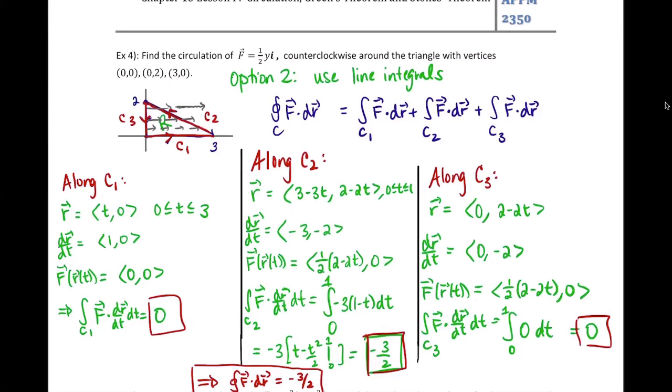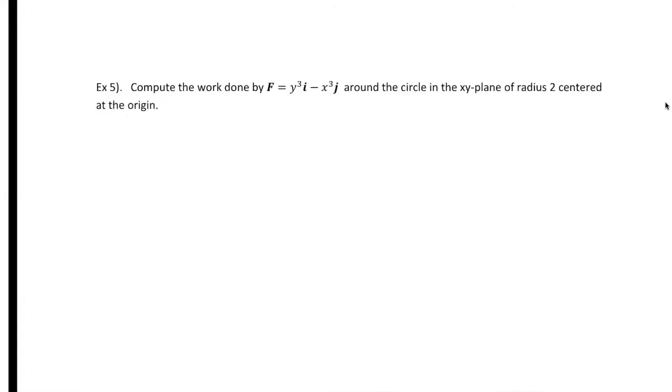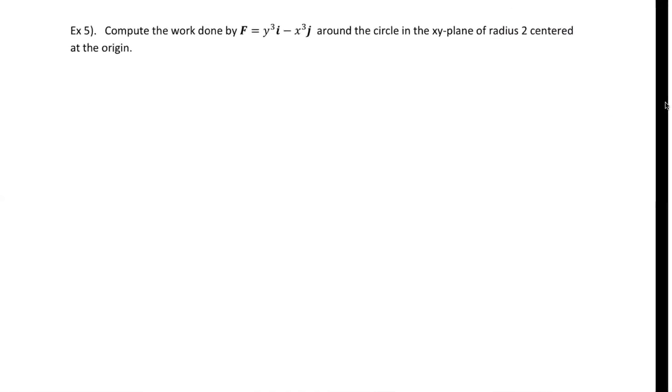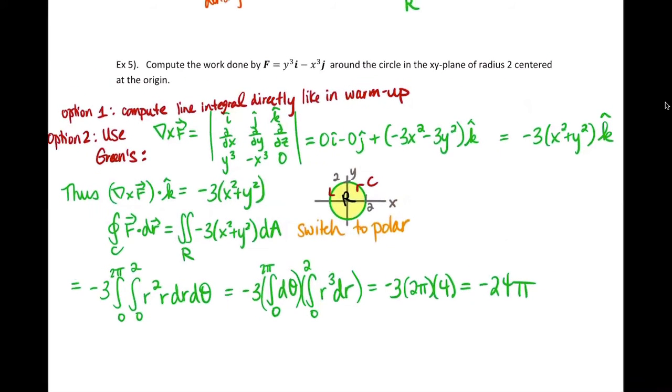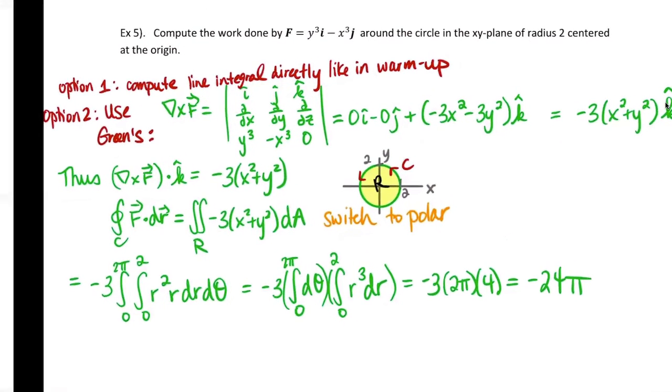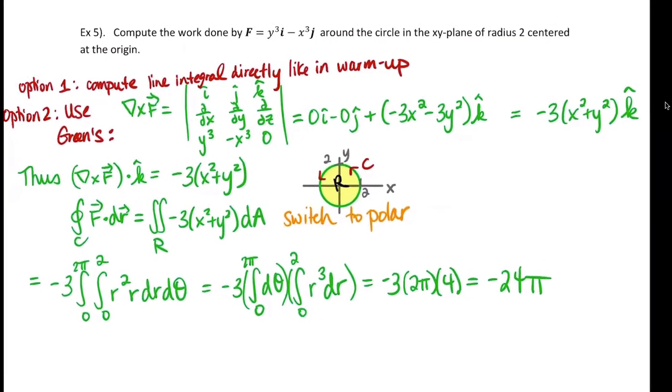Okay, let's try another one. So again, put this back on pause and compute this one two different ways. Now we're doing the work around the circle of radius 2 centered at the origin. Okay, so option 1, we can compute the line integral directly, and I didn't actually have us do that in a warm-up, but I can show you that on the next page.